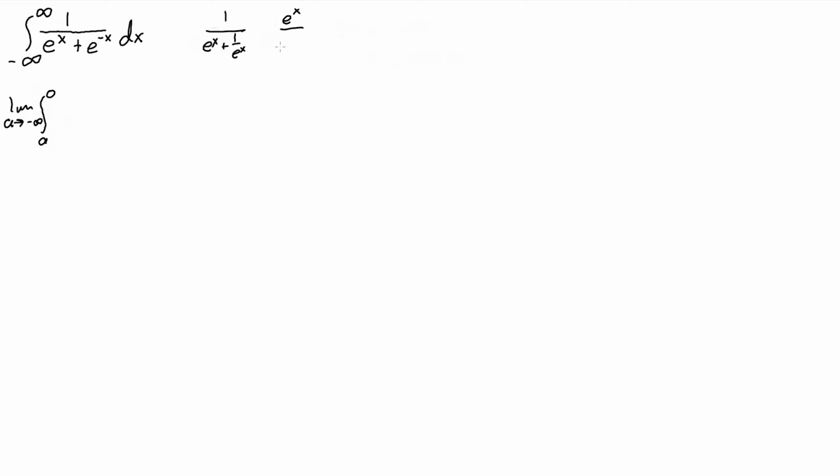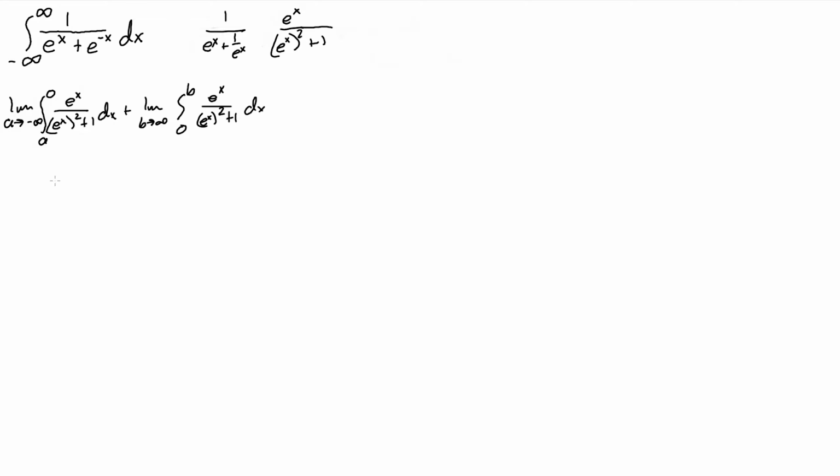So we have e to the x over e to the, let's write it like this, x squared. I could write it as e to the 2x also. So we're going to go plus 1. So we have e to the x over e to the x squared plus 1 dx. And then plus limit as b approaches infinity, and we'll go 0 to b of the same thing: e to the x over e to the x squared plus 1 dx.